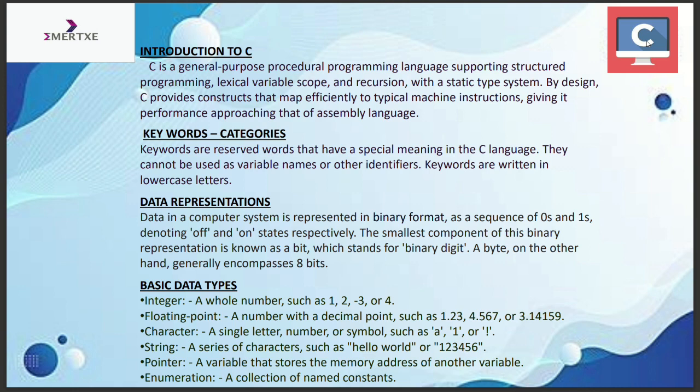Pointer means a variable that stores the memory address of another variable. So one pointer stores the memory address of another variable. Enumeration is a collection of named constants, we all know.